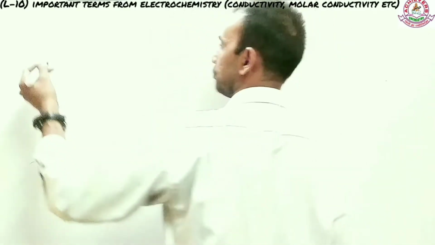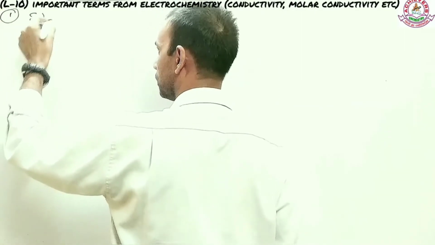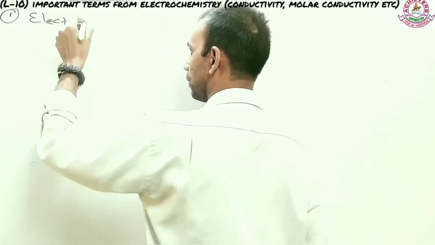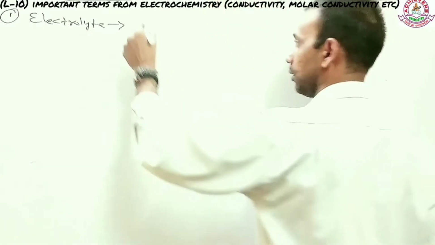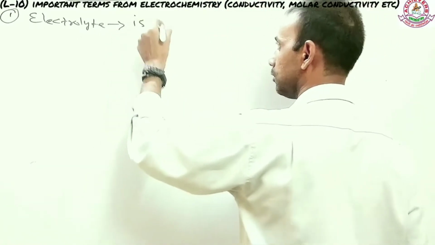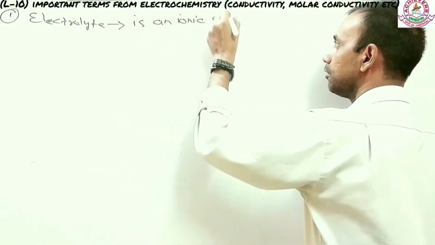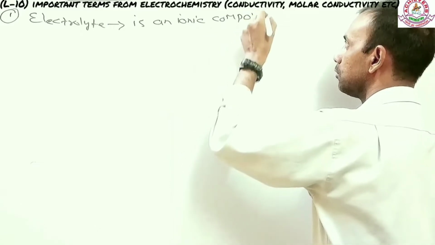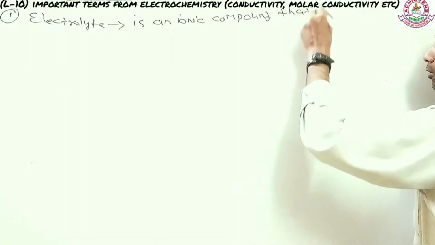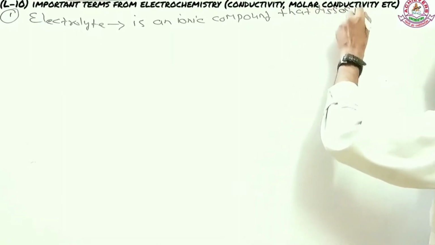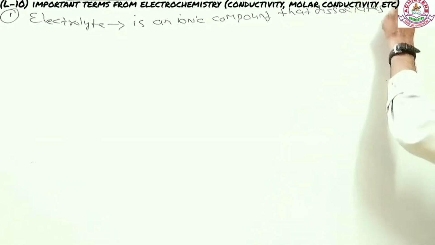First thing, I feel like I must tell you what an electrolyte is. I'm talking about the very basic things. Electrolyte. So an electrolyte is an ionic compound that dissociates into ions.